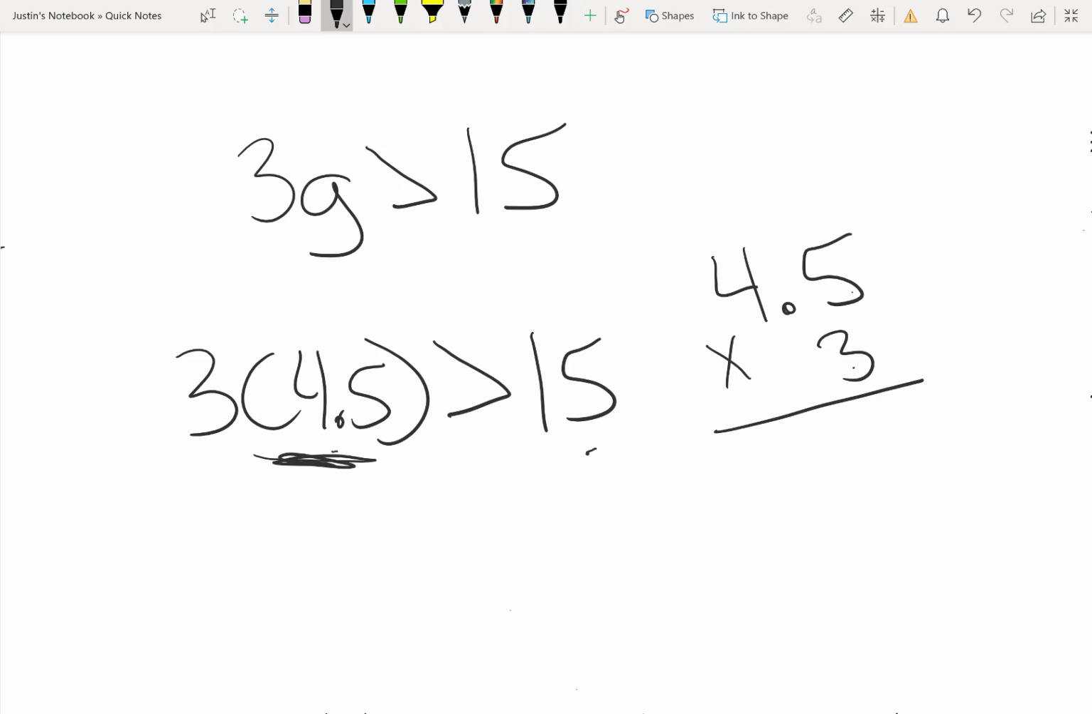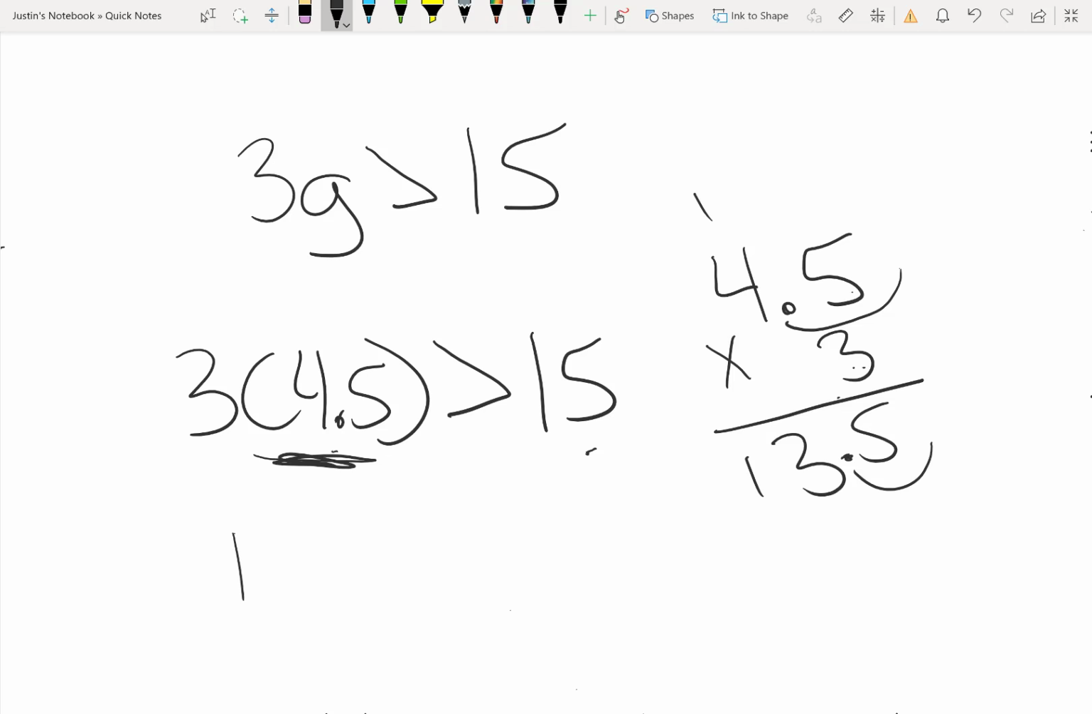3 times 5 is 15. 3 times 4 is 12, plus 1 is 13. And then remember, when it's multiplication or division, we do not bring our decimal straight down. Instead, we see how many places over to the left we have to go to move our decimal. And for this one, it's only 1. There's no decimals on the bottom, only on the top.